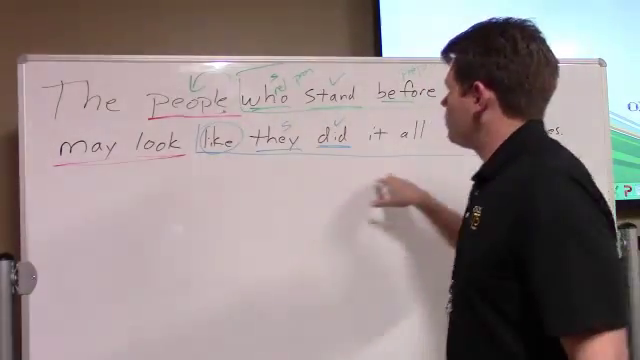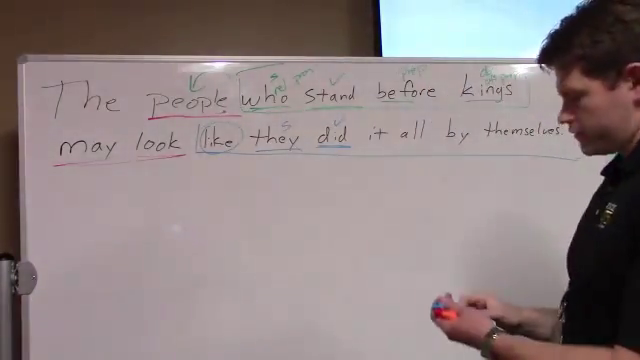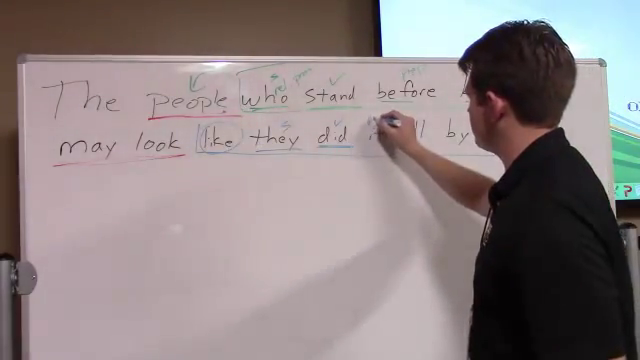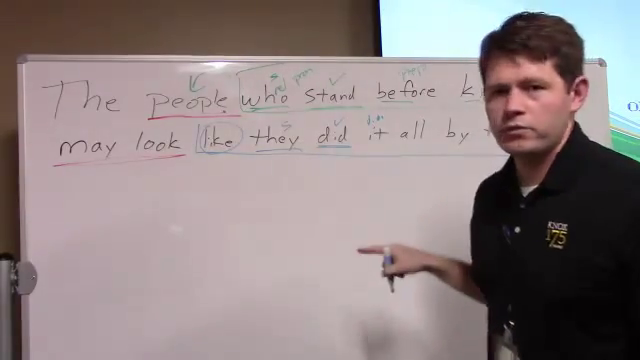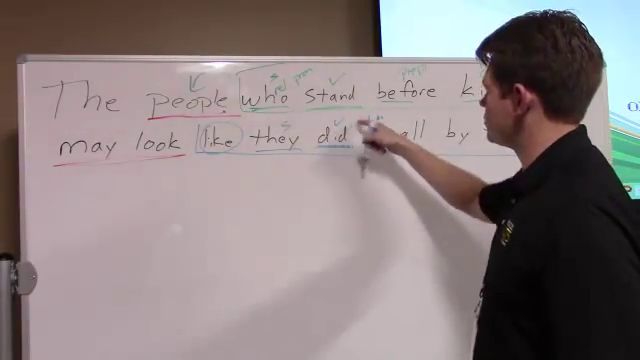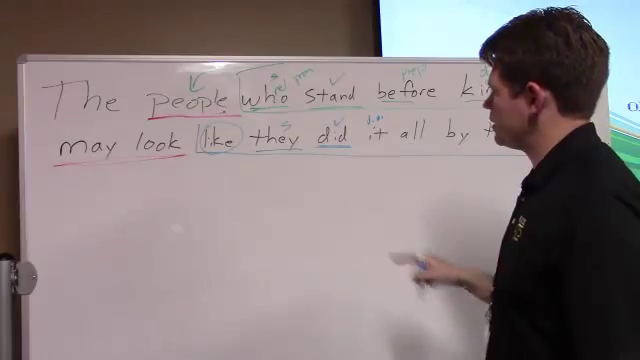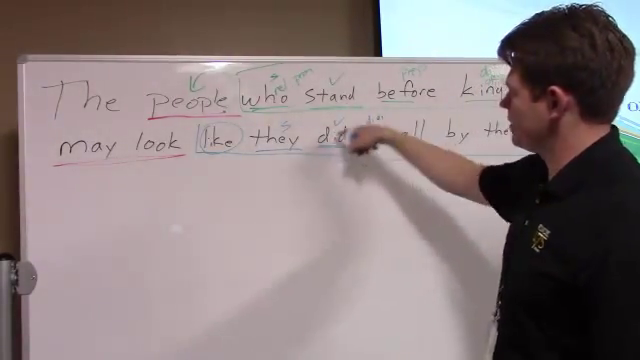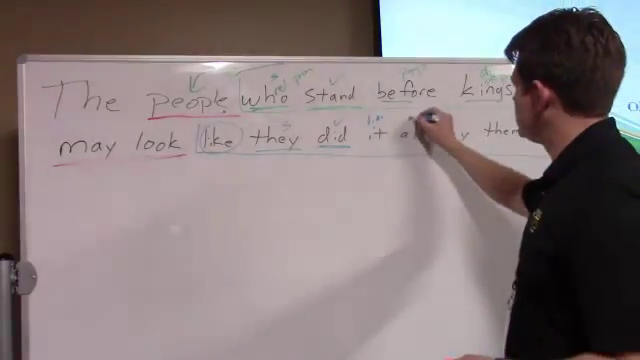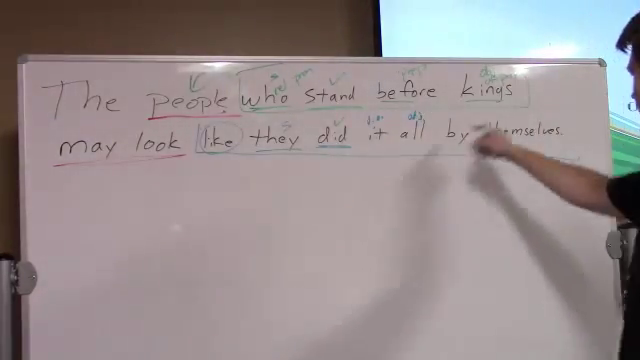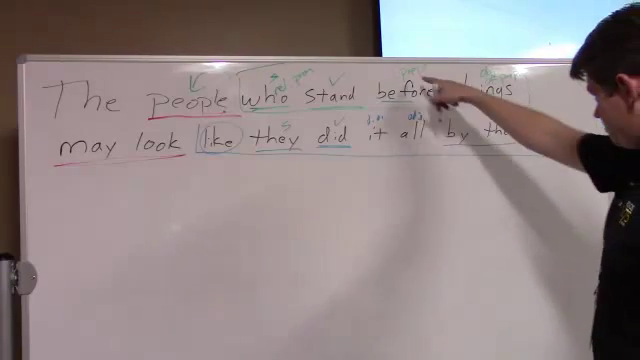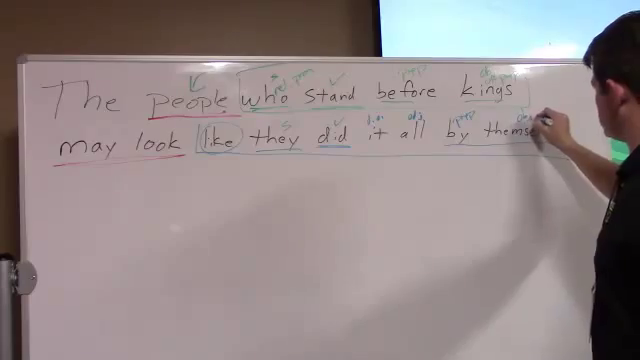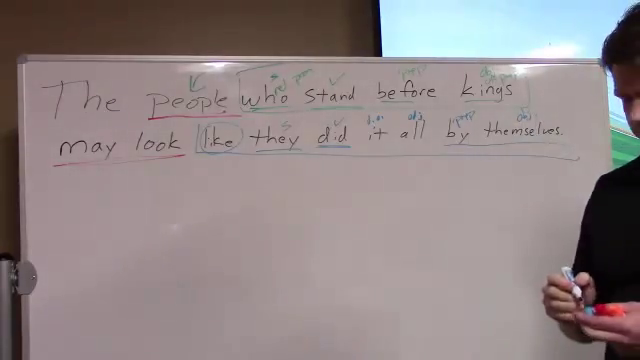They may look like what? They did it all by themselves. So we've identified our subject and verb. We actually have this as our direct object, right? They did. What did they do? They did it. So it is receiving the action of the verb did. They are doing the action. They're the subject. Receiving the action, that makes it the object. All is an adjective. And then by themselves. And here, basically the same thing. We have a preposition, by, and object of the preposition, themselves.